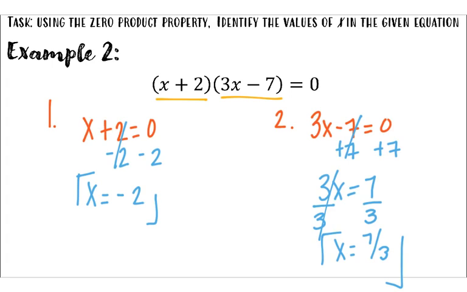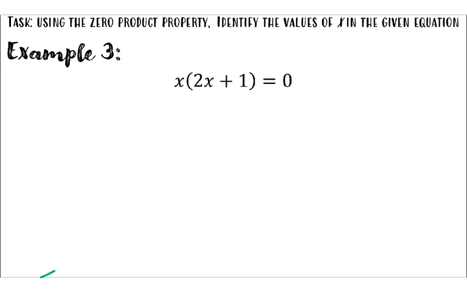Let's try one more to make sure we are all on the same page. In this example, we now have a variable being multiplied in the front. So we have x times (2x plus 1) equals 0. So it doesn't look like the other examples that we had, but if you look at the zero product property, we do have two quantities being multiplied times each other. So I kind of color-coded them where A will be your x and B will be what you'll have inside the parentheses. And we know we can use the zero product property because it equals 0.